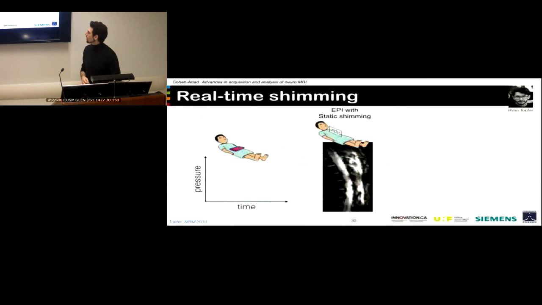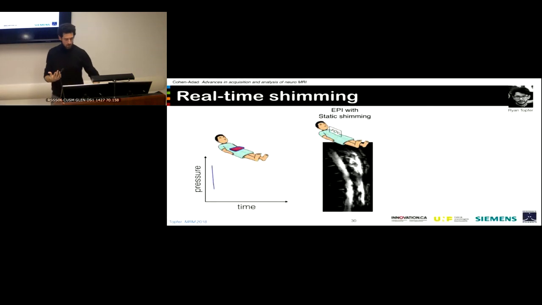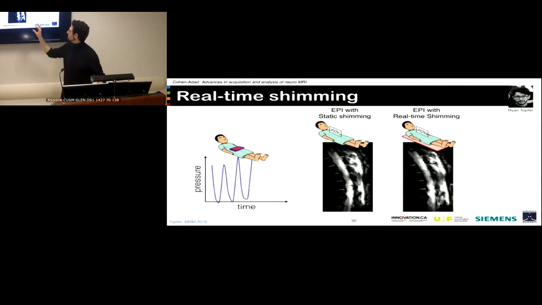To show you a little bit how it works, this is an example of an EPI. I'm going to run a video with a short TR, about 500 milliseconds, so you can see that it's really moving in real time. The person breathes, and you can see that while the person breathes, the spinal cord also slightly moves in the phase encoding direction. And when we turn on the real-time shimming, we see that because the B0 field is more stable along the respiration cycle, we have less of this A to P motion effect.